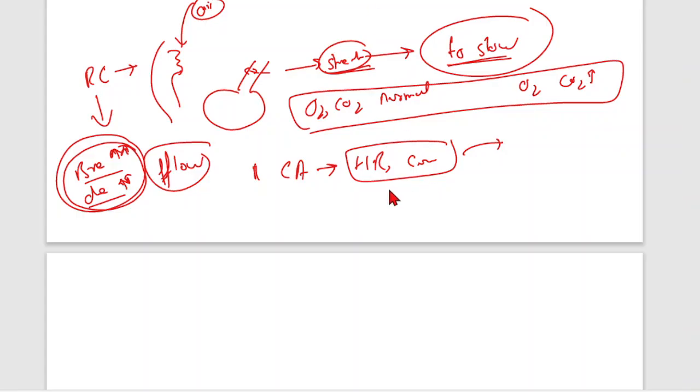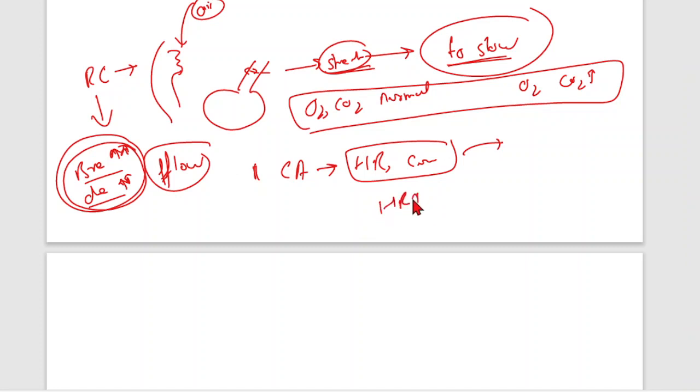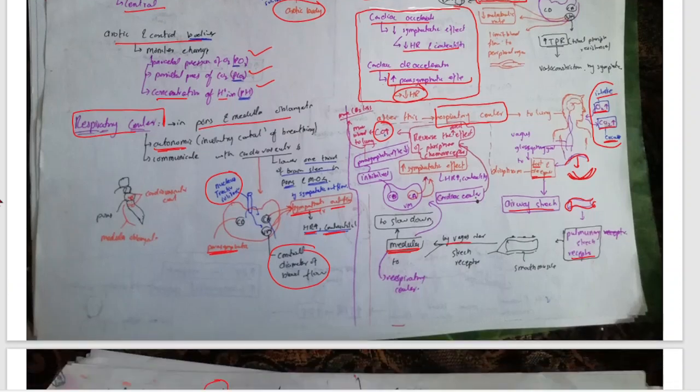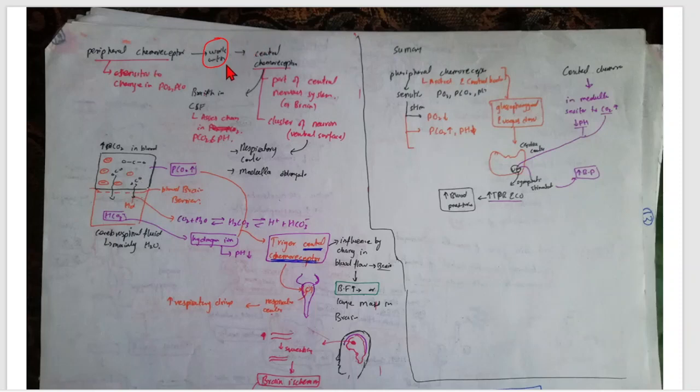If you see this mechanism, it is actually the reverse effect. When the stretch receptor is activated, this all is the reverse effect of the peripheral chemoreceptor. When the heart rate increases, more blood goes toward the lungs and more carbon dioxide is lost again. So this is a simple mechanism. Now we will talk about how the peripheral chemoreceptor works with the central chemoreceptor.